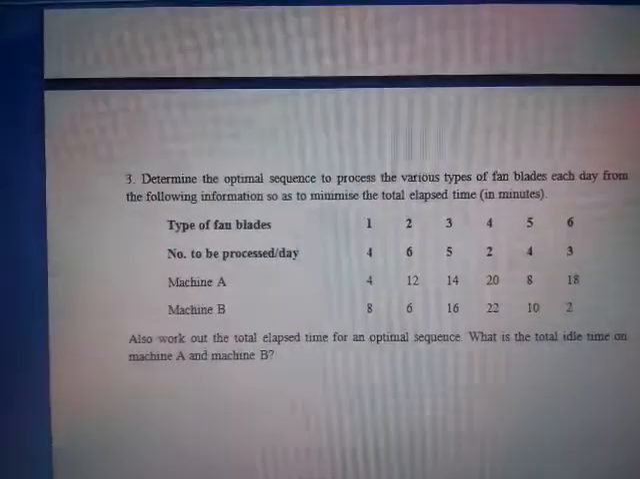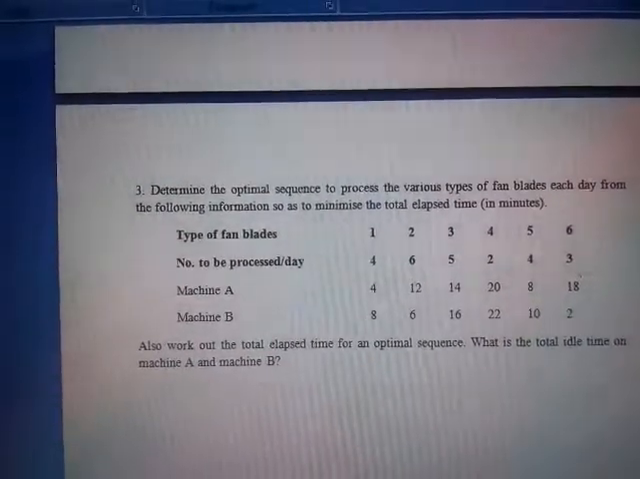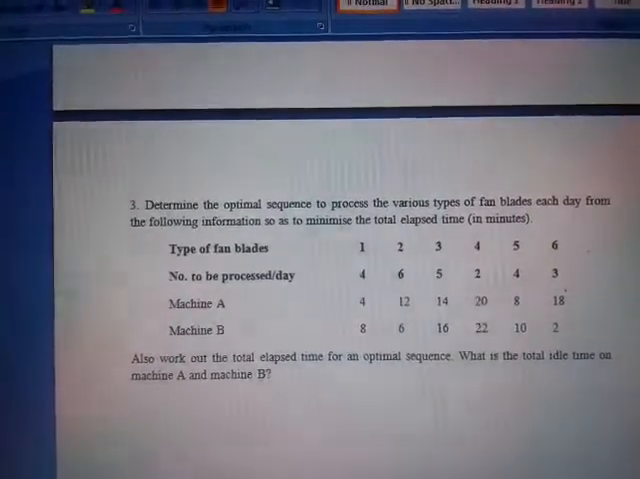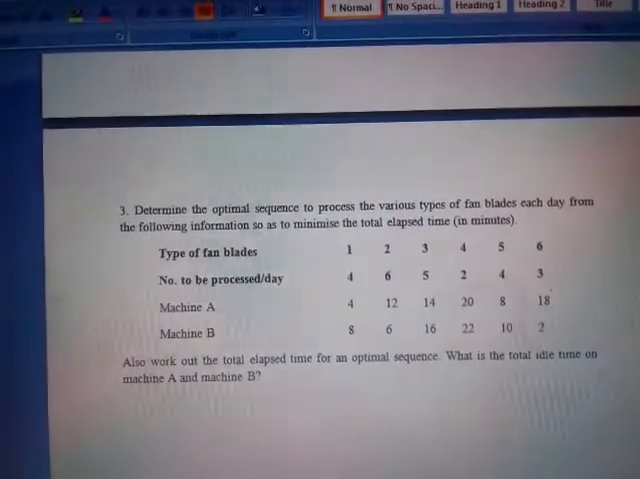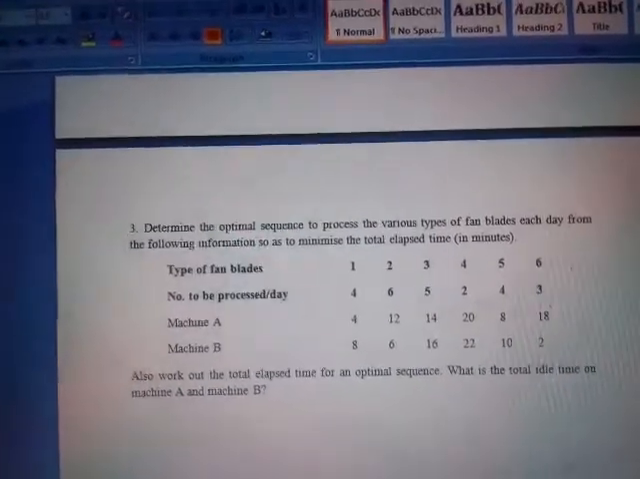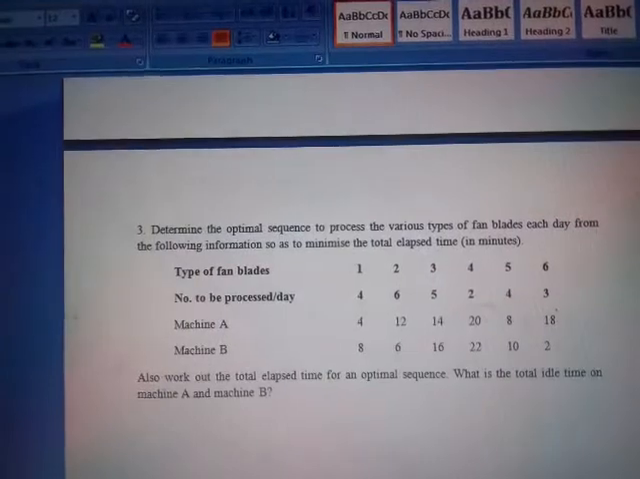Hello student, this is the third problem in job sequencing. Determine the optimum sequence to process the various types of fan blades each day from the following information so as to minimize the total elapsed time. The information is given in terms of minutes.